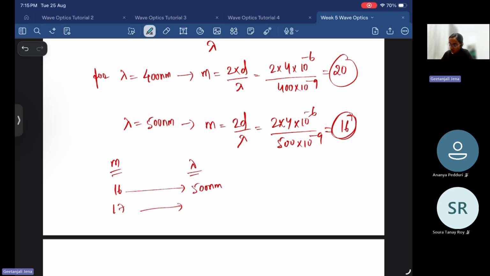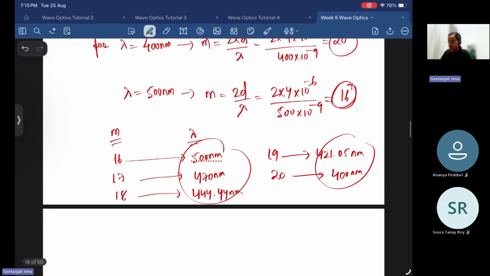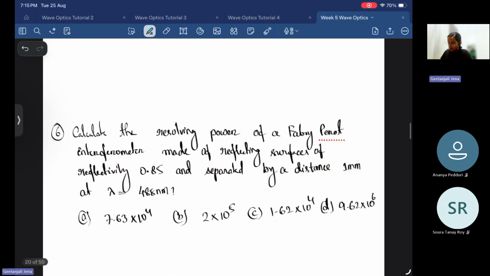For 17, if you calculate it, it will give 470. For 18, it will give 444. For 19, this will be 421.5. And for 20, it will be 400. So these are the wavelengths that will give the interference maxima in this transmitted wave. So we'll move to our next problem.